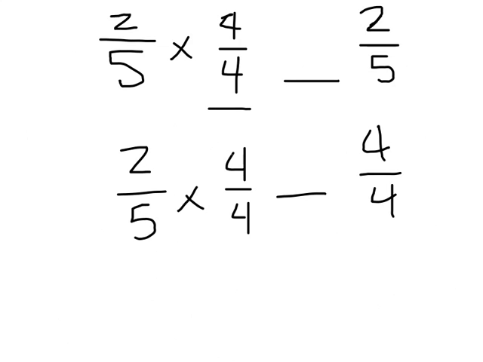In this example, am I multiplying 2/5 by a number less than 1, equal to 1, or greater than 1? I'm multiplying by a number equal to 1. It's going to be equal. Am I multiplying 4/4 times a number less than 1, equal to 1, or greater than 1? I'm multiplying by a number less than 1. So my answer will be less.